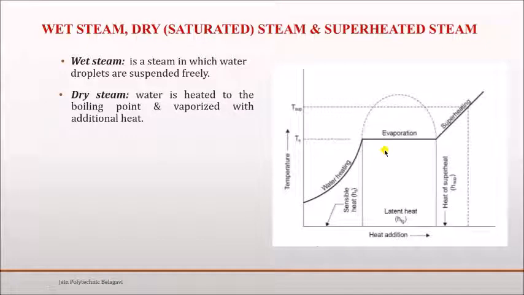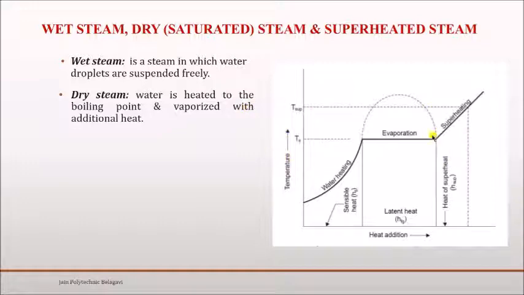That is, there is a considerable increase in heat and volume. So from here to here, this is wet steam, and when I heat that wet steam further, what happens? I'll get dry steam. Dry steam is nothing but when the water is heated to the boiling point and vaporized, with additional heat we'll get the dry steam.